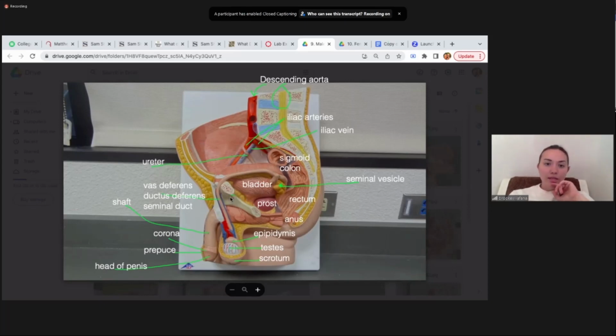And then the last thing here is this bone would be your pubic bone, right? So that's everything for this view of the model. And then what's going to happen is I'm going to take out the bladder and then I'll show you the inside. And then we'll move on to female. Any questions there?